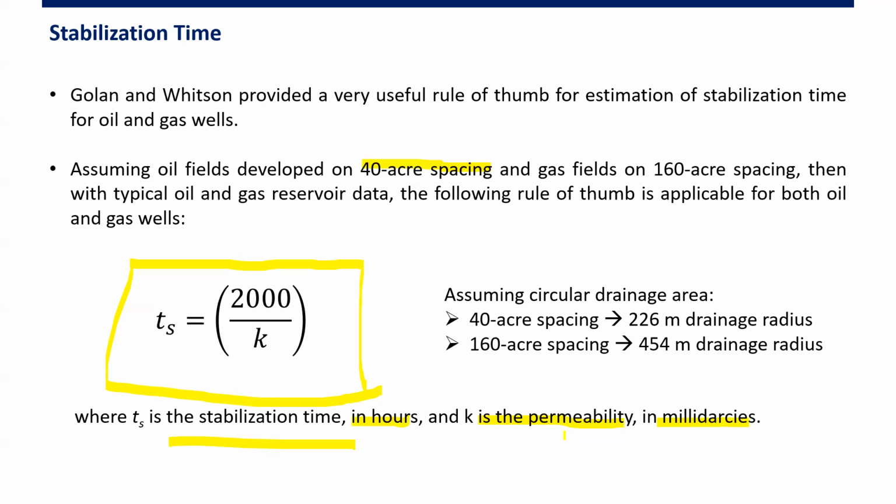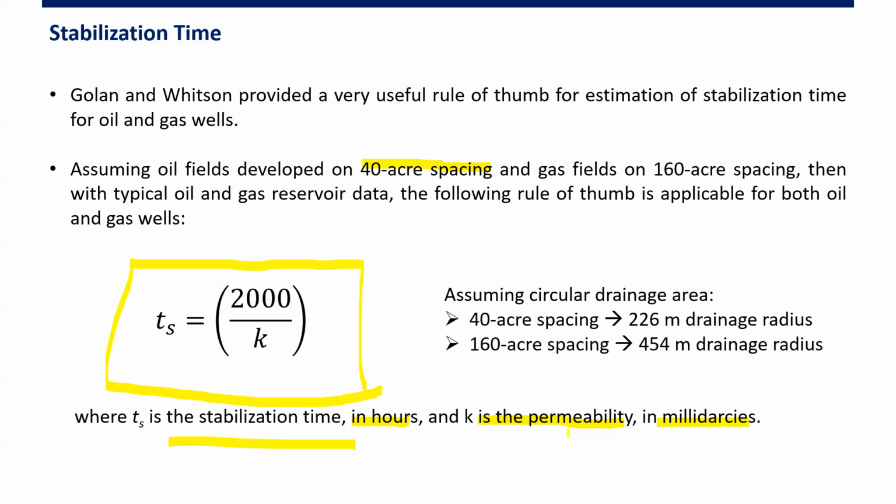Maybe you can ask the geologist or petrophysicist, or you can also get an estimate of permeability from pressure transient analysis. And thus, now you can estimate the stabilization time. TS is 2000 divided by the permeability in millidarcies, and the TS you get is in hours.